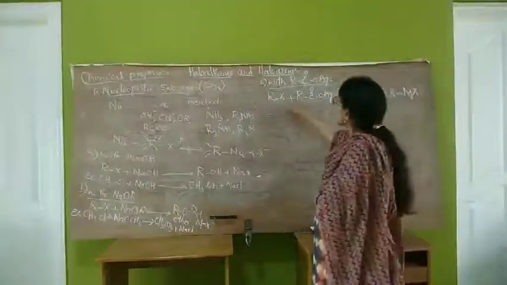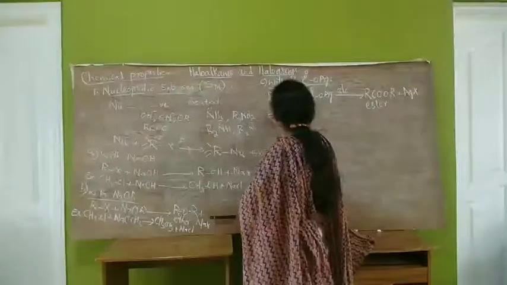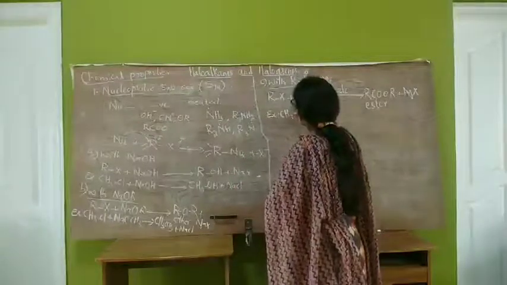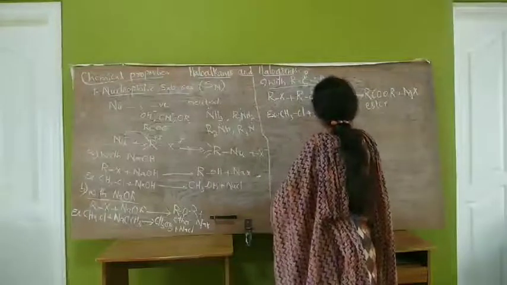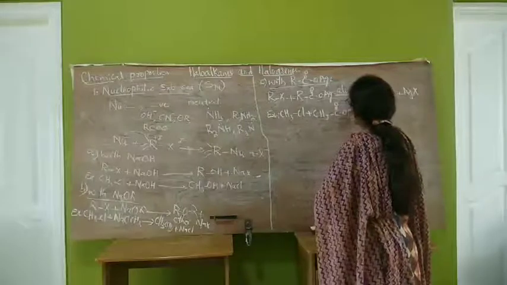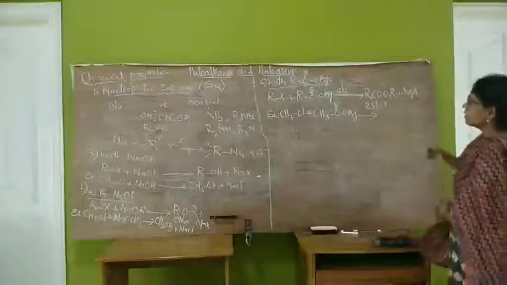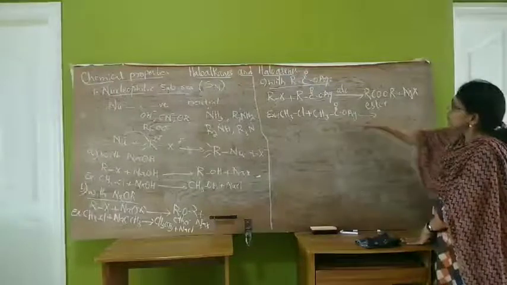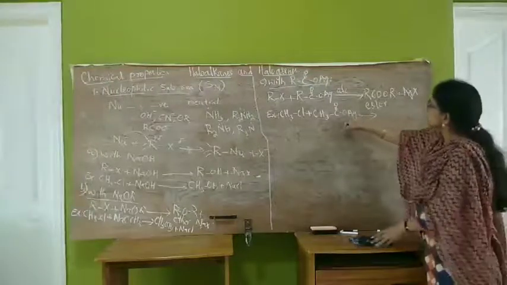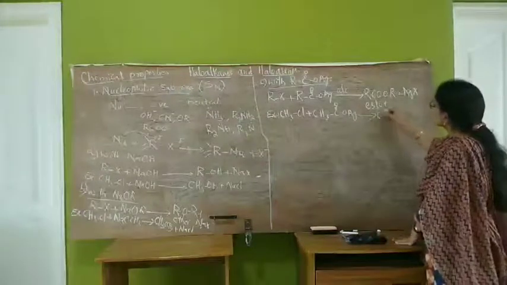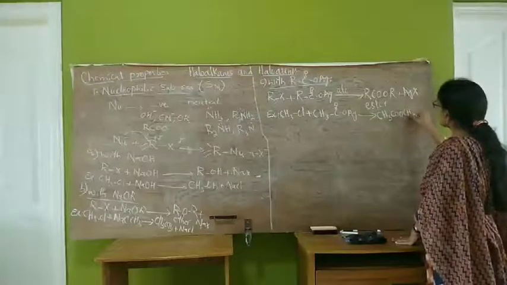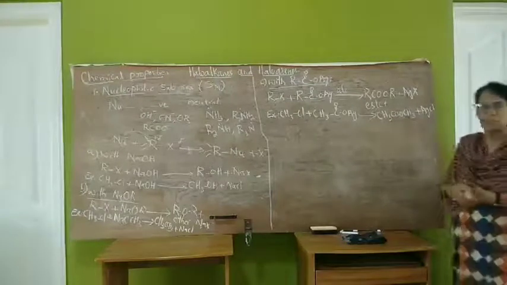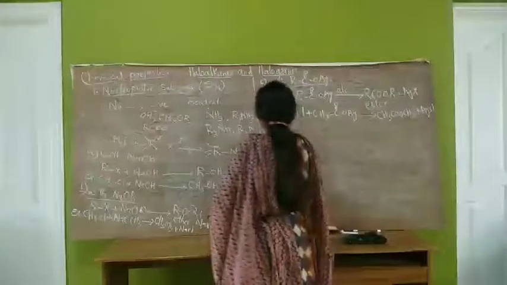Write an example by taking R as CH3. CH3Cl plus CH3COOAg, the silver salt of ethanoic acid, that is silver acetate, forms CH3COOCH3, methyl acetate, plus AgCl.